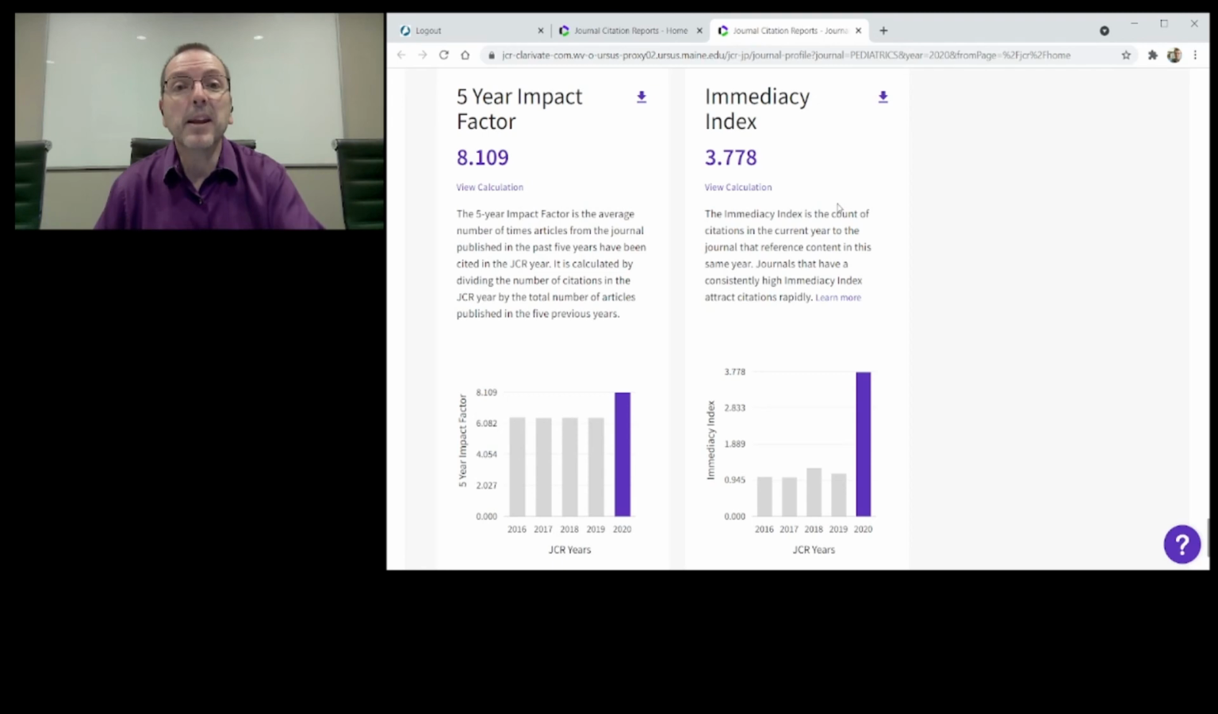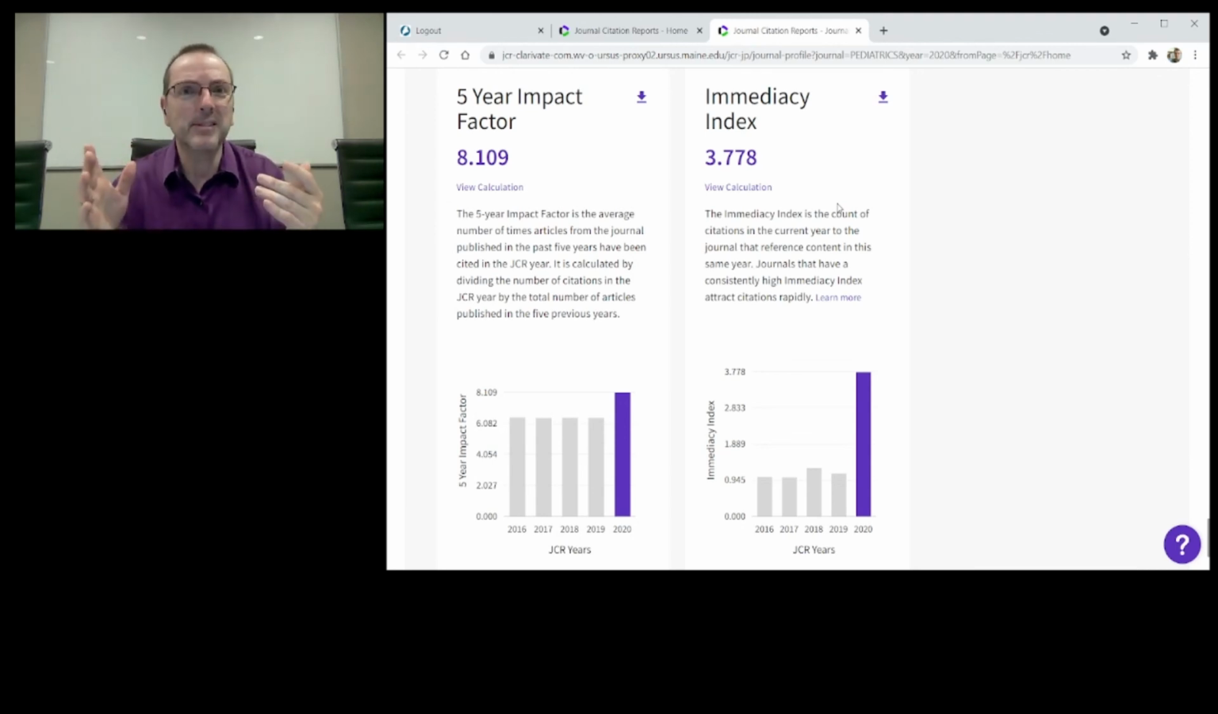And then there's the immediacy index. Again, this reflects what I just said. It's the same sort of impact factor, but it's looking specifically at items published in 2020 that were cited in 2020. So this is stuff that is hot off the press and immediately getting cited.